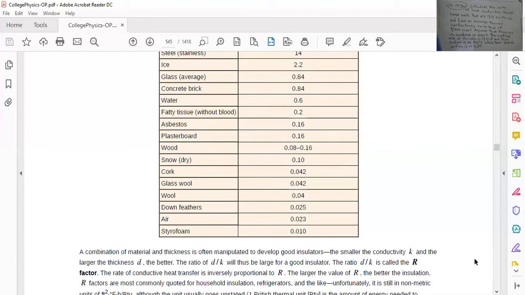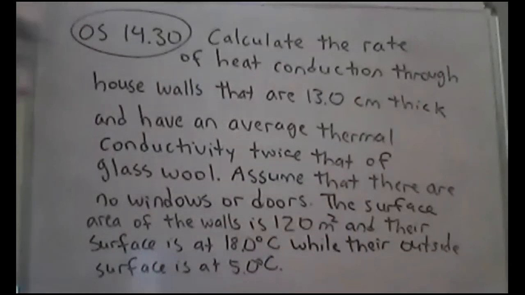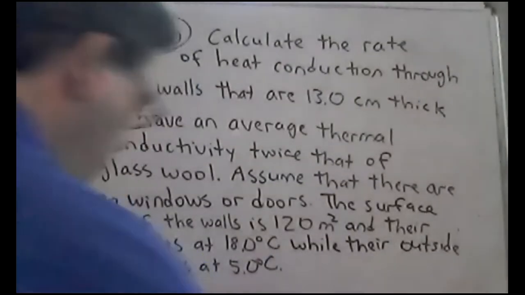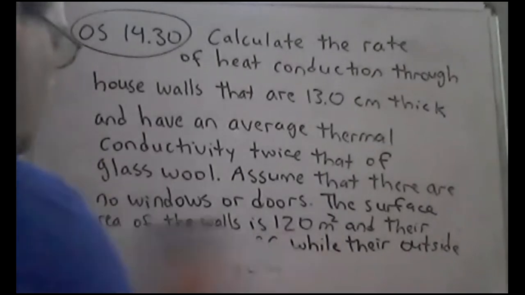Okay, so we look up glass wool, we see 0.042. We'll keep note of that. That's a value you have to look up. All right, and so let me erase the board here and work the problem. A lot of times in these heat transfer problems, the actual problem statement is bigger than the actual problem itself when you work it out. This is not a very big problem to work out. So here we go, we're going to erase this.